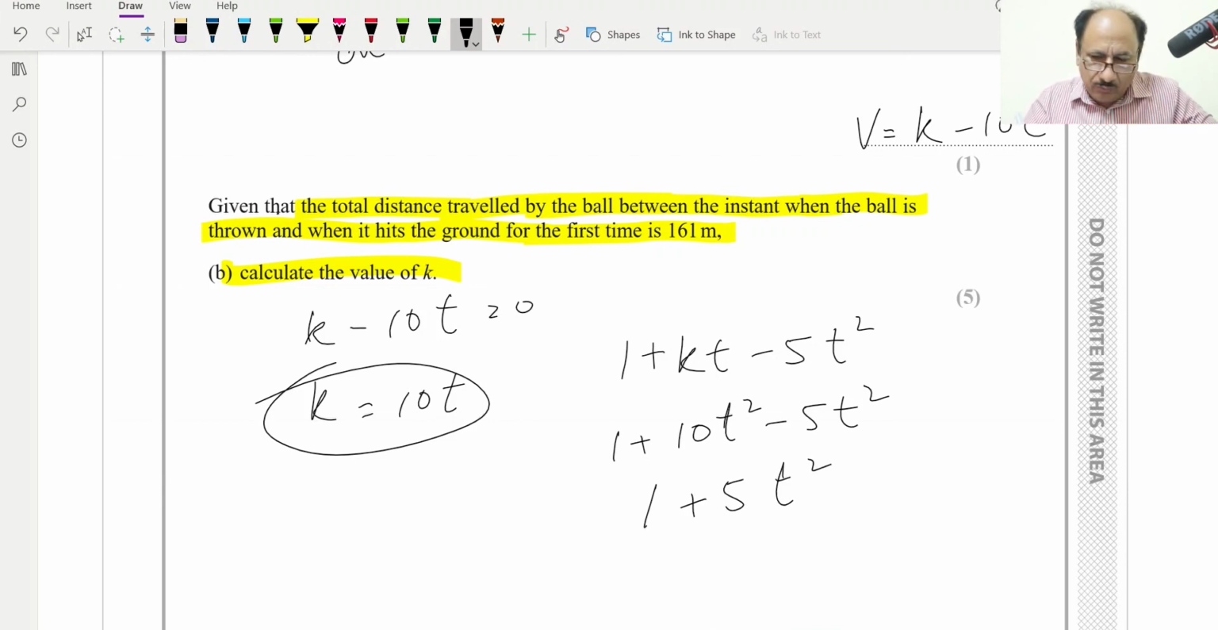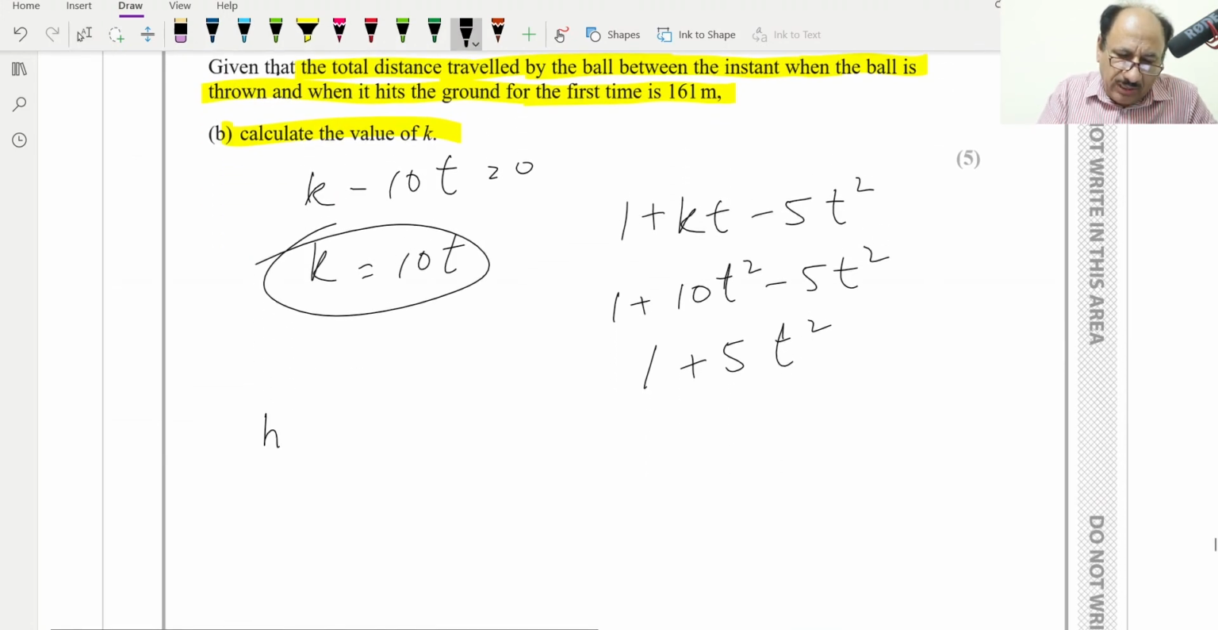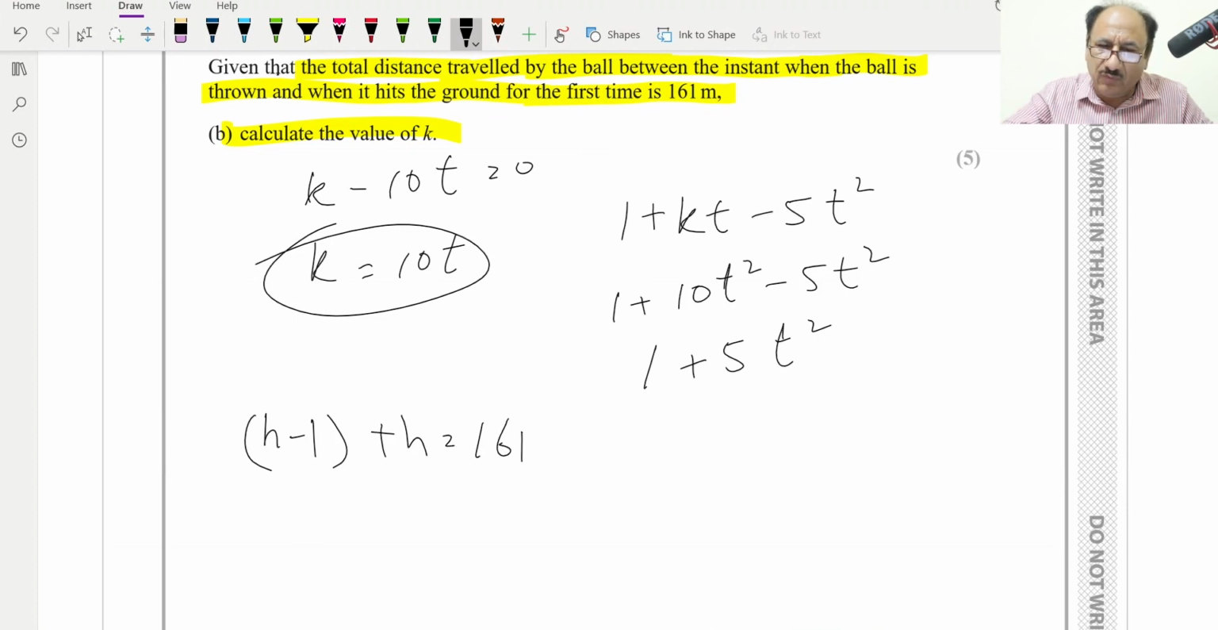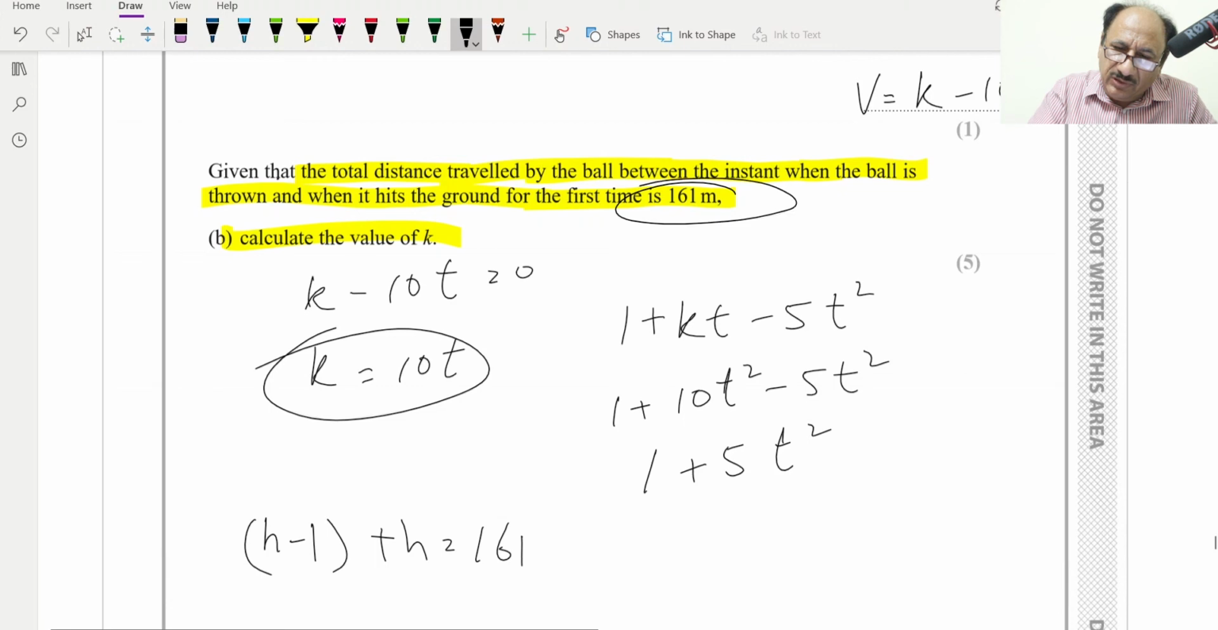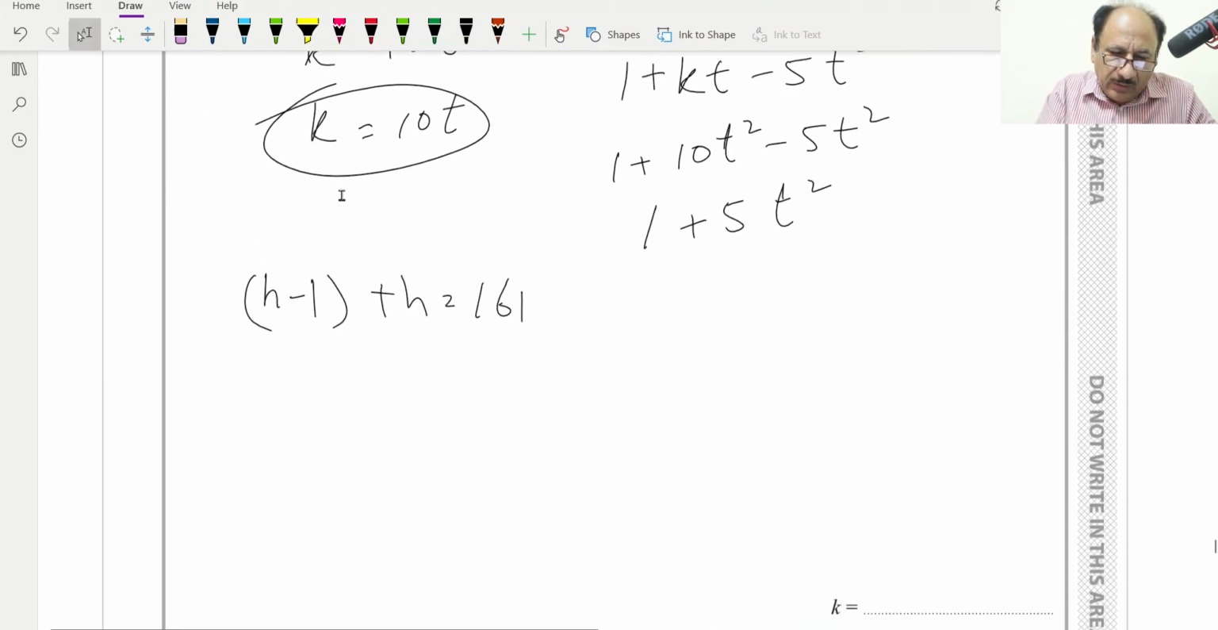And we know this one is equal to what? We can write h minus 1 above the ground, and this is the distance covered, h minus 1 plus h is equal to 161, and they have given this detail over here. The total distance traveled by the ball between the instant when the ball is thrown and when it hits the ground is 161. So when the ball is thrown it is 1 meter less than h.